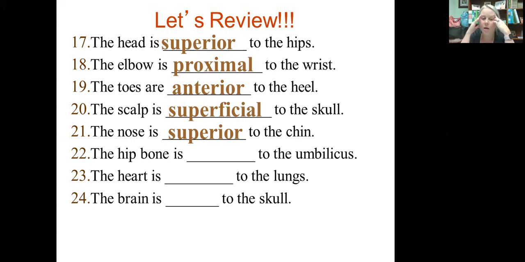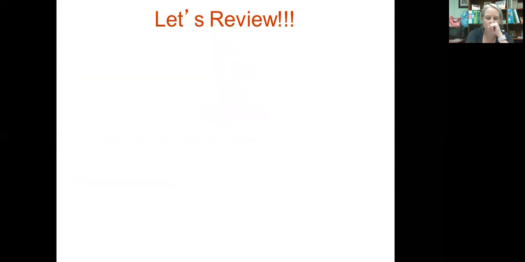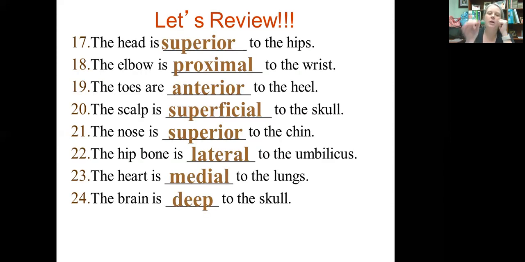Your hip bone to your umbilicus, that's going to be lateral. The heart is medial to the lungs. The brain is deep to the sternum. Okay, I'm sorry. The brain is deep to the skull. I was thinking of another question for you guys. Okay, so those are just some examples.